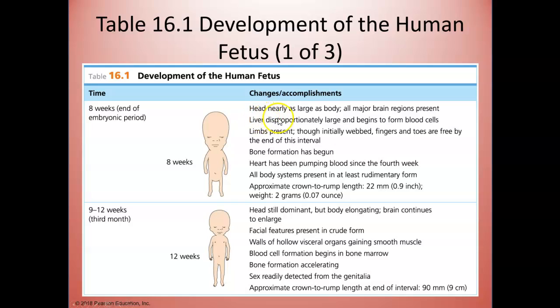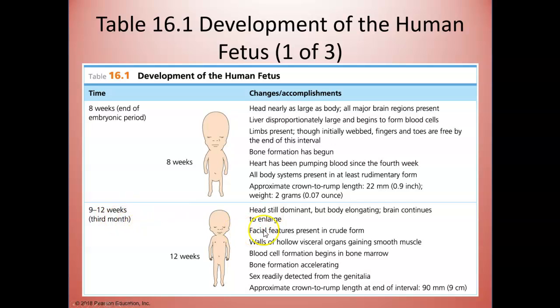So we're starting to see recognizable body parts for sure. A head, the liver, limbs, bone formation has begun. The heart's been pumping blood. All body systems are present in at least rudimentary form, but also pretty small. Crown to rump is top of the head to bottom of butt. 22 millimeters, 0.9 inches, so almost an inch in length.